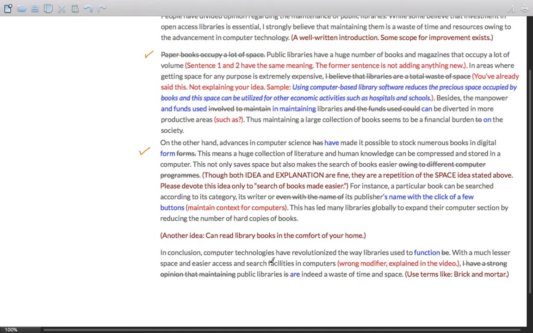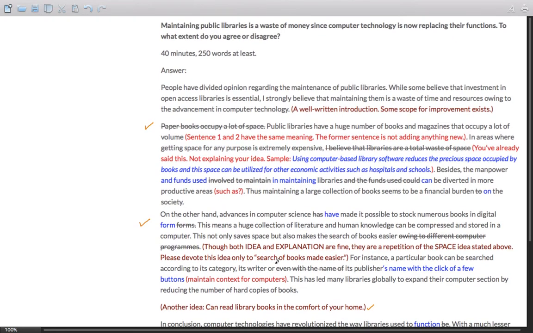Moreover, we'll be discussing the wrong use of a modifier over here and how it distorts the meaning of this sentence. I'll be going through some of the new ideas as well as use of terms like brick and mortar in this question. So stay tuned for the whole essay and the whole video, and just go through every concept till the end. Okay, let us go through the question.